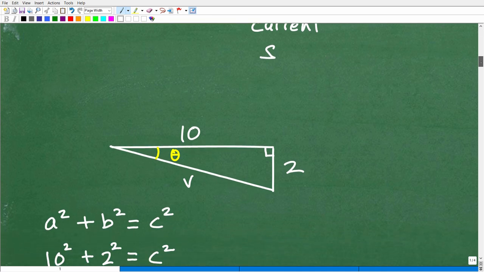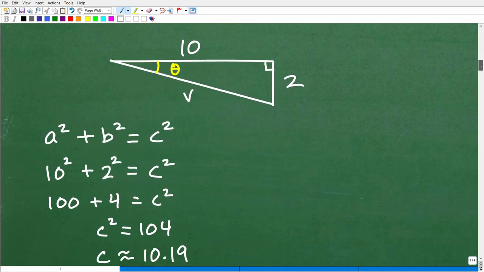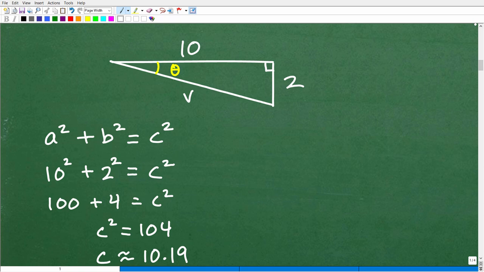But what I wanted to do first was get you to understand the basics of what's going on with the vectors. Here is our 10 knots, it's due east. We already have this triangle set up, so we just have to focus on finding the missing pieces of information. First is the length of this hypotenuse. This is a right triangle because the boat is going due east and the cross current is due south, so that forms 90 degrees there.